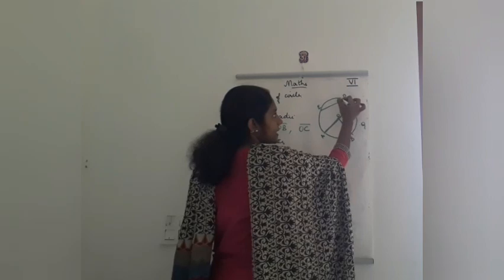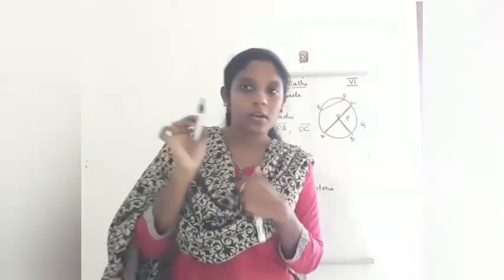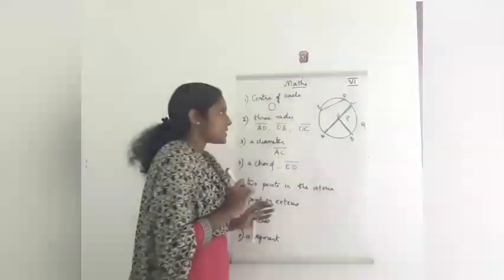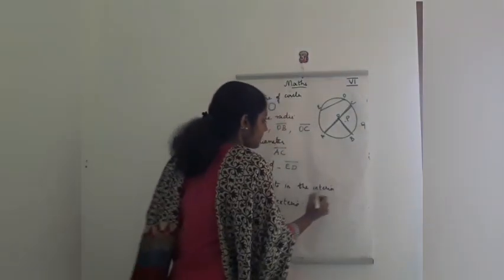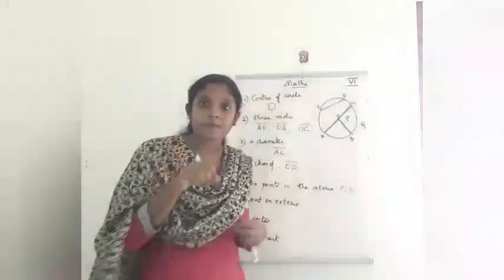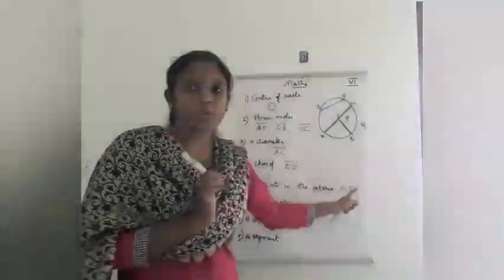On the circle means any point around the circle should also be joined by the chord. So ED is the chord. 2 points in the interior. Which are the 2 points in the interior? Here you can see P is a point. Similarly, O is also an interior point. O is the center of the circle, and it is an interior point. Okay, so P and O.